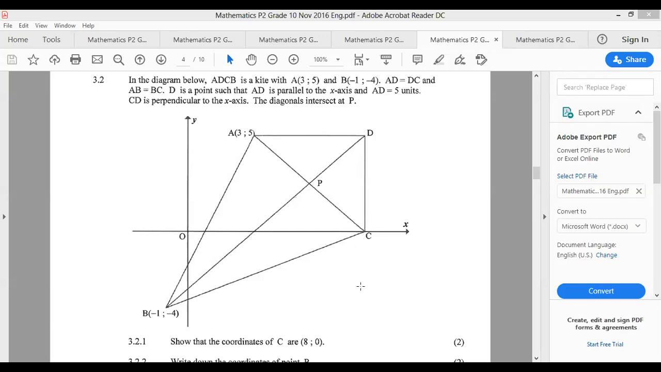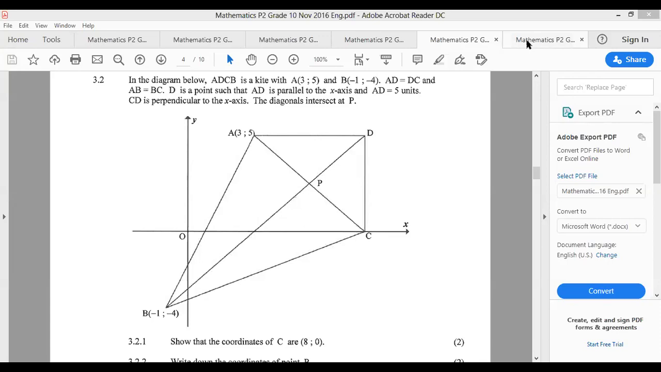Let's continue. Okay, it says now, 3.2.1, show that the coordinates of C are (8, 0). Where is C? C is this. But you must show that this is (8, 0), right? So now we know already that since C is on the x-axis, we know that y is 0. Does it make sense, boys and girls? Perfect. So now we need to show whether its coordinates are (8, 0).